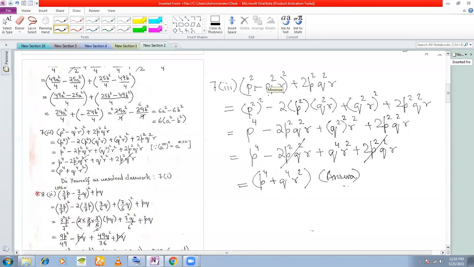I'll stop here. I will continue the remaining sums after the holidays, and this chapter will be over. Remember, you have to be very good with addition, subtraction and multiplication of polynomials. You have to practice this during the holidays. Otherwise, you will not understand linear equations, or any topic. You will not even understand exponents very well. That is what I can tell you.